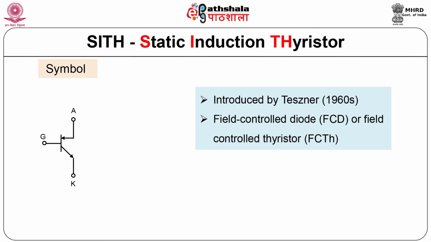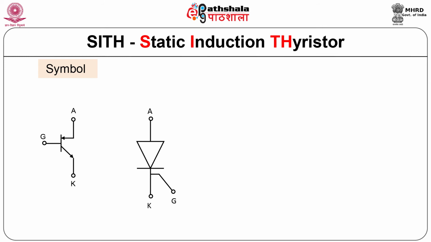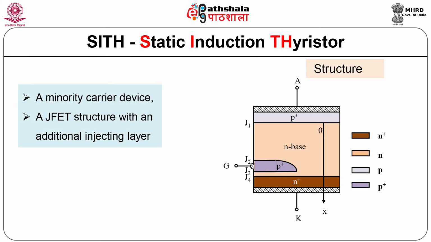Next is static induction thyristor. The symbol is shown in the figure. It was introduced in the 1960s. It is also called as field control diode, FCD, or field control thyristor, FCTH. These are the other symbols. The structure of SITH is shown in the figure. It is a minority current drive device. It consists of a JFET structure with an additional injecting layer, as shown in the figure.